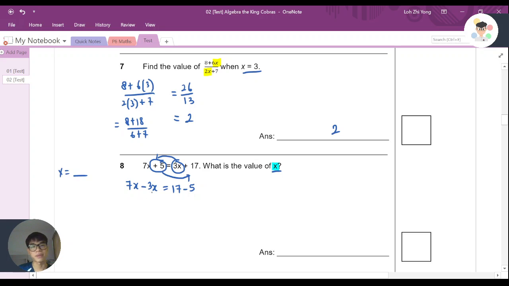So 7x minus 3x, that is equal to 4x. 17 minus 5, that is equal to 12. So x is equal to 12 divided by 4, and the answer is 3. Okay, something that's very simple, right? Okay, let's move on.